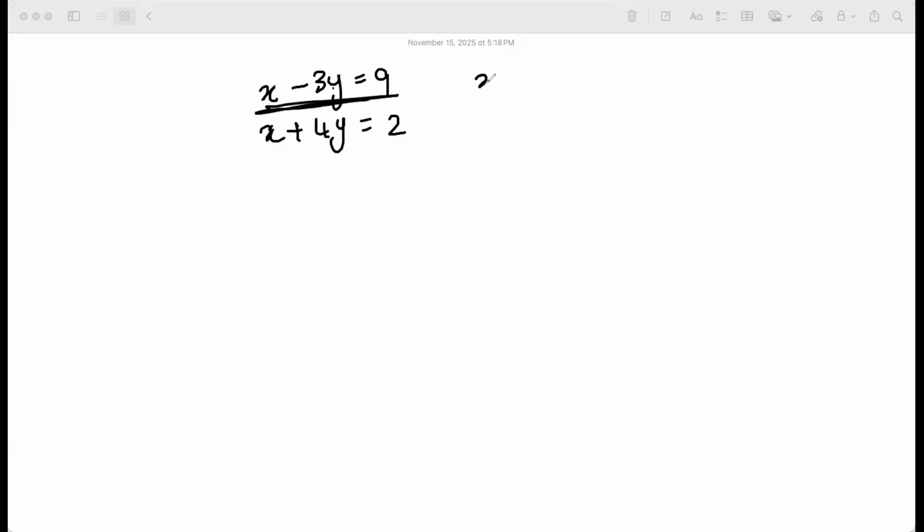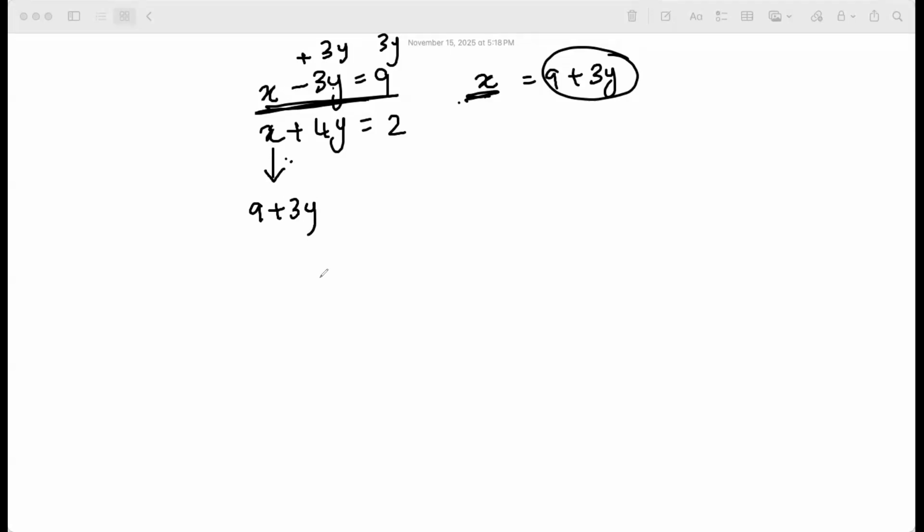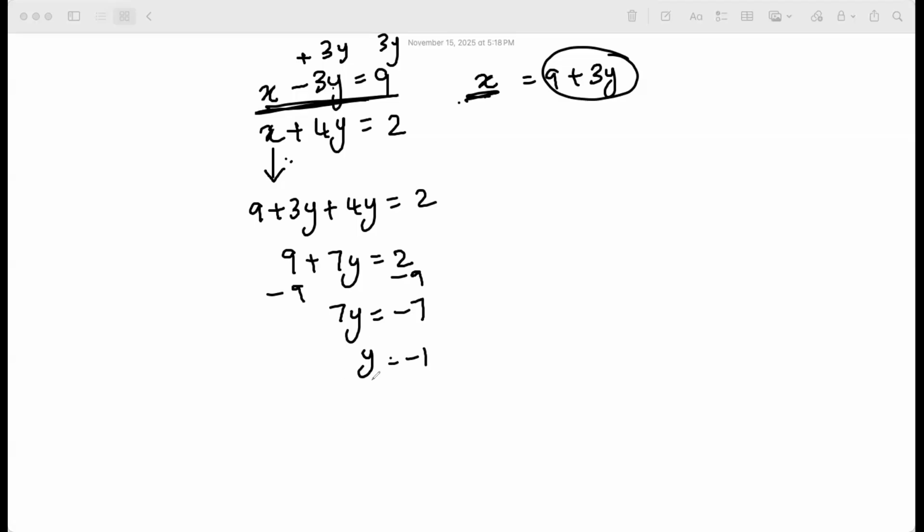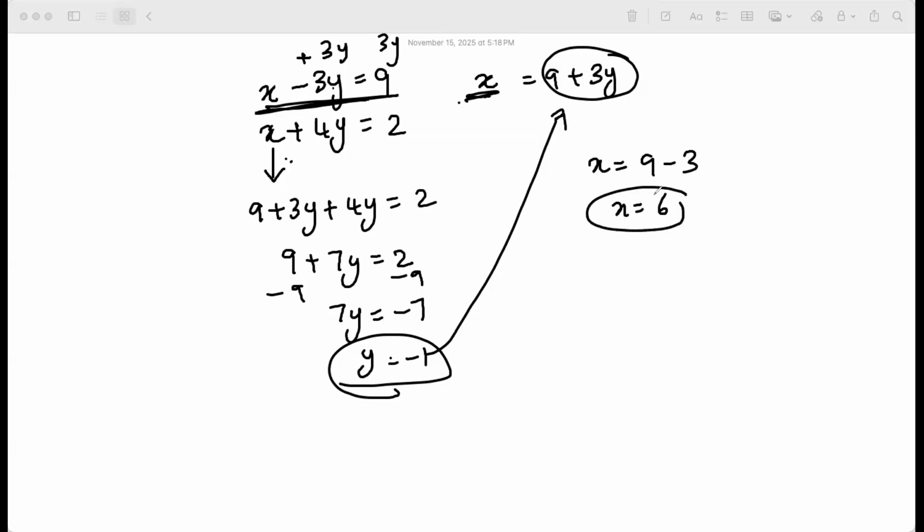Can I find out what x is? Add 3y on both sides. If I add 3y on both sides, I know what x is now: 9 plus 3y. Wherever I see x in the next equation, I'll substitute with 9 plus 3y. Make sense, guys? If I do this, see what happens. 9 plus 7y equals 2. 7y equals minus 7. Subtract 9 from both sides. Y will be equal to minus 1. Now I substitute this: y equals minus 1 means x will be equal to 9 minus 3, which is 6. Make sense?